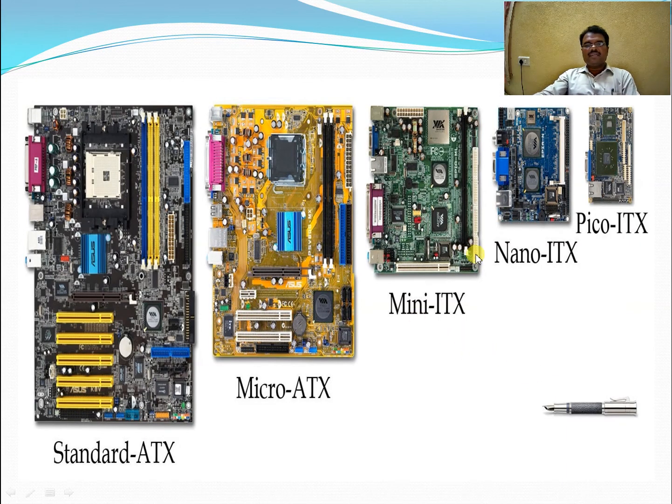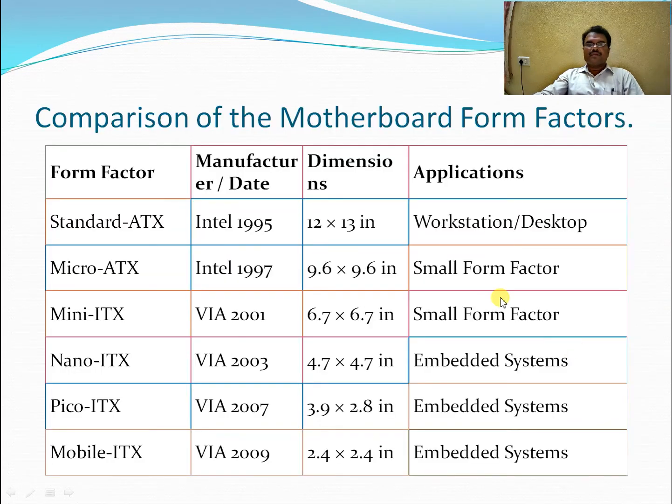So we can see the comparison also. This is a standard ATX motherboard, Micro ATX motherboard, Mini ATX motherboard, Nano ATX motherboard, and Pico ATX motherboard. So different sizes and form factors of motherboards we can see here. This is the comparison of motherboard form factors: standard ATX, Micro ATX, Mini ATX, Nano ATX, Pico ATX, Mobile ITX, Nano ITX, Mini ITX, Pico ITX.